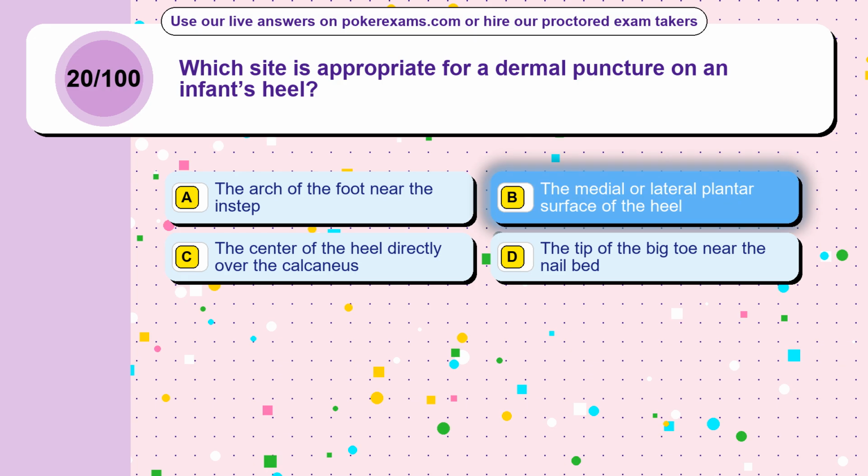The correct answer is option B. The medial or lateral plantar surface of the heel.